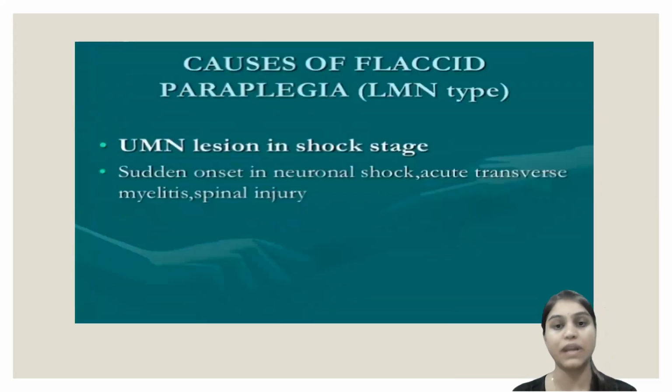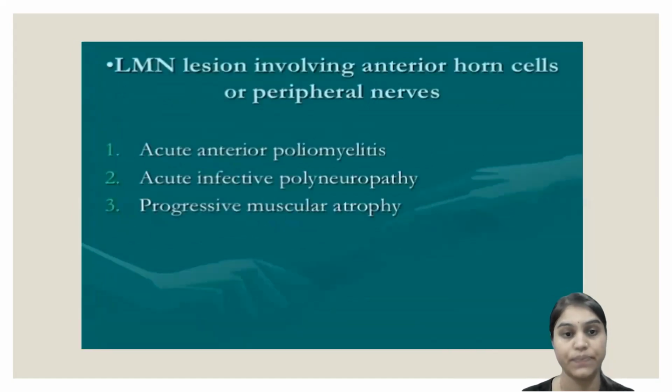Causes of flaccid paraplegia, lower motor neuron type. Upper motor neuron lesion in shock stage: sudden onset in neural shock, acute transverse myelitis and spinal injury. Lower motor neuron lesion involving anterior horn cells or peripheral nerves: first, acute anterior poliomyelitis; second, acute infective polyneuropathy; third, progressive muscular atrophy.